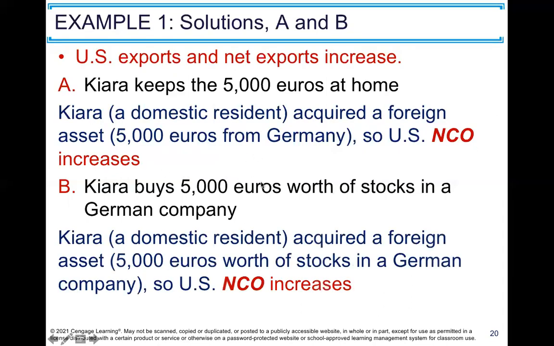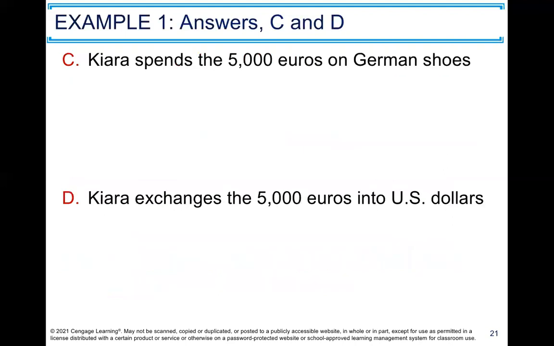Now, if the same thing happens over here, if we buy 5,000 euros worth of stock, nothing really changes. Net capital outflow still increases. The only thing we've done is that we've exchanged those euros, that currency, into another type of asset, which is stocks. Those stocks are still worth 5,000 euros, especially at the time that we just bought them. All we've done here is change the form of capital, from currency, as in example A, into stocks. And as a result, nothing really changes. NCO is still the same. It's equal to NX. NCO increases. We've just changed the form of the capital from currency to stocks.